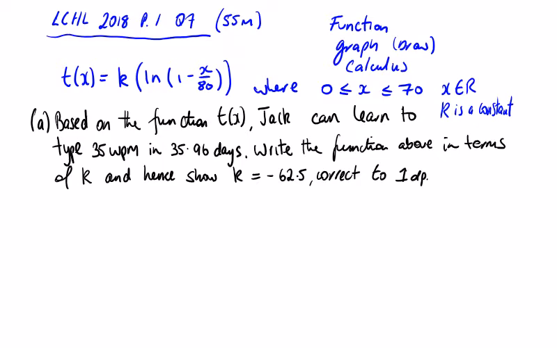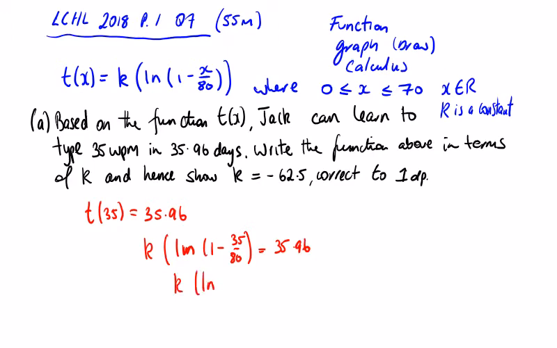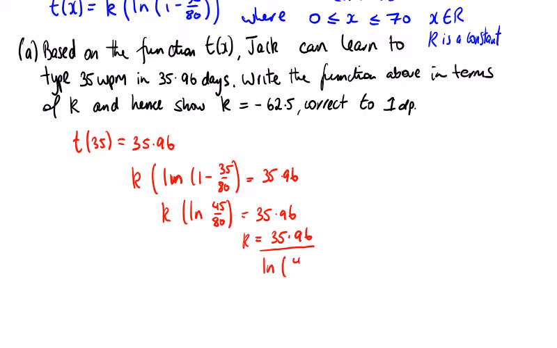Part 1, you're asked, based on the function t of x, Jack can learn to type 35 words per minute in 35.96 days. Write the function above in terms of k and hence show k is equal to minus 62.5, correct to one decimal place. So t of 35 is equal to 35.96. So k by the natural log of 1 minus 35 over 80 is equal to 35.96. K times the natural log of 80 over 80 minus 35 over 80, 45 over 80, is equal to 35.96. So k, if we divide across by the natural log of 45 over 80, k is equal to 35.96 divided by the natural log of 45 over 80.